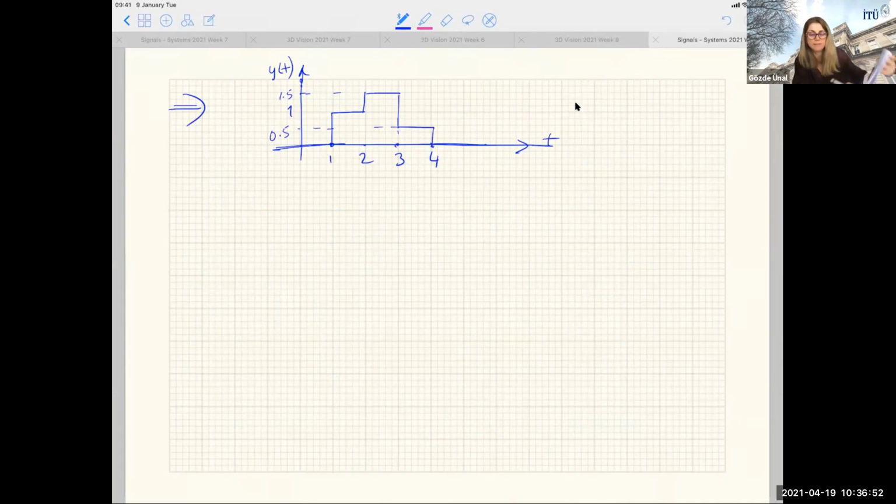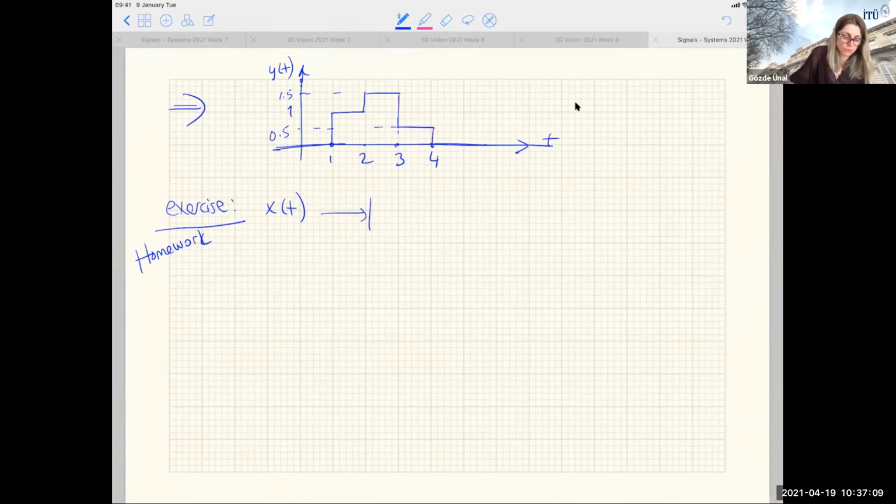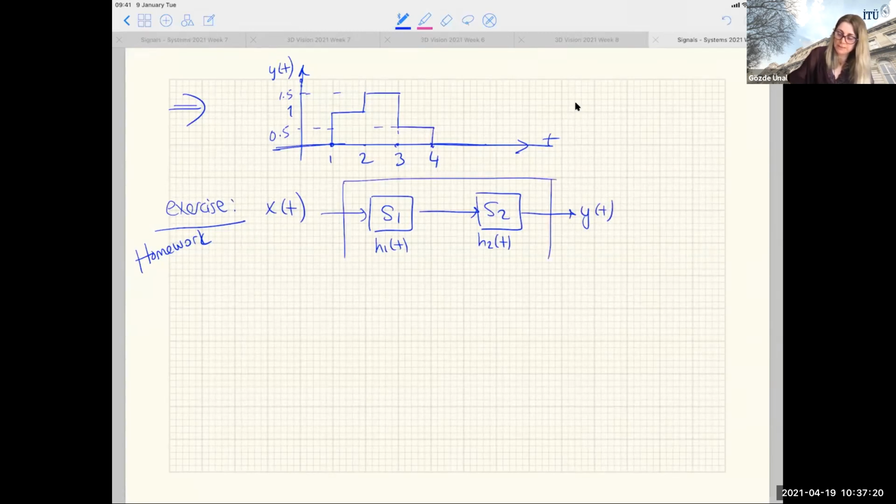I will give you an exercise myself. If you can't solve it, I can solve it next time. Solve this, please, homework for your own sake. For x of t, we can take a look if you want. Tell me, but you should work on it. Two systems in series, H1 of t, H2 of t, y of t. There is an overall system response I can talk about, right? And I will give you these two, H1 and H2.